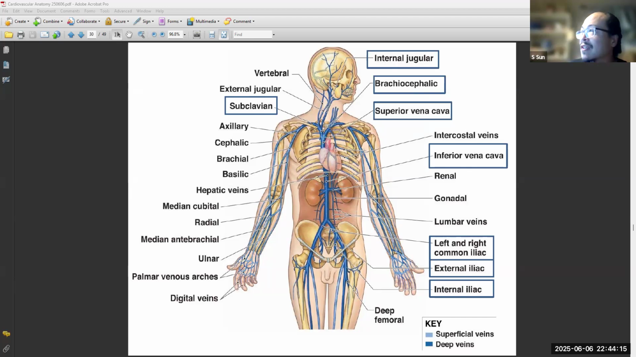You have the superior vena cava and the inferior vena cava. Everything in the top portion of the body drains through the superior vena cava into the right atrium. Everything below the abdomen, below the diaphragm, drains through the inferior vena cava to the right atrium. So those are the final veins before the blood enters the heart.